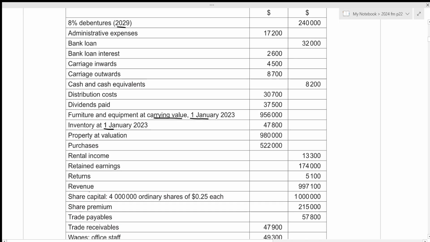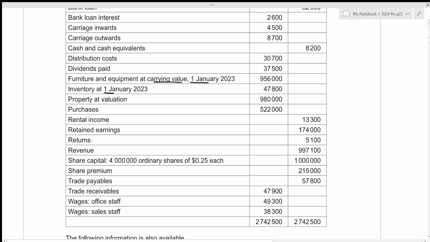Then we have purchases, rental income, retained earnings, returns. In this case, we can see that the returns is on the credit side. If it were the returns on the debit side, that would have reflected our sales returns. And since this one, 5,100, is on the credit side, this will reflect the purchases returns. Then we have the revenue, share capital. We have a total of 4 million ordinary shares and the nominal rate is 0.25 each. Then we have the share premium, trade payables, trade receivables, wages for office staff. This will go towards the administrative expenses, and the wages for sales staff will go towards the distribution costs.